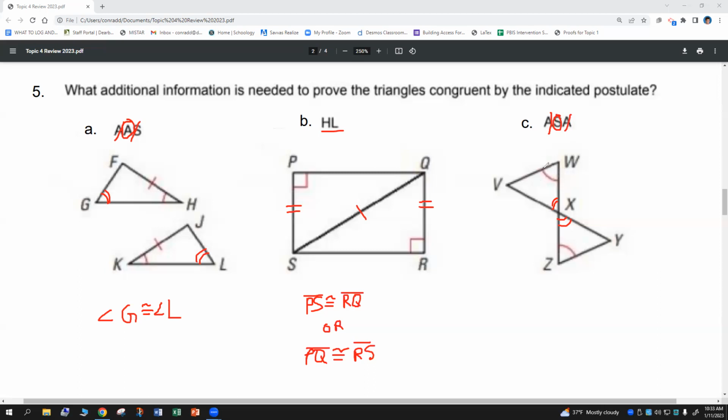So the one that's between angle W here and angle WXV is going to be WX. And then over here, it's going to be XZ. So segment WX is congruent to segment ZX. That's number 5. All right, number 6.